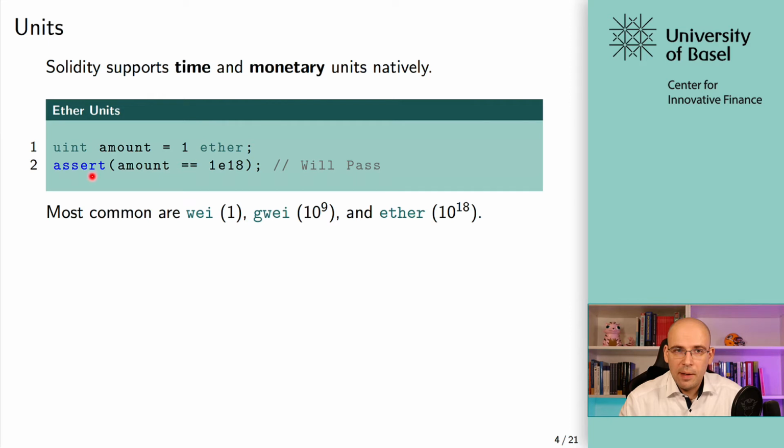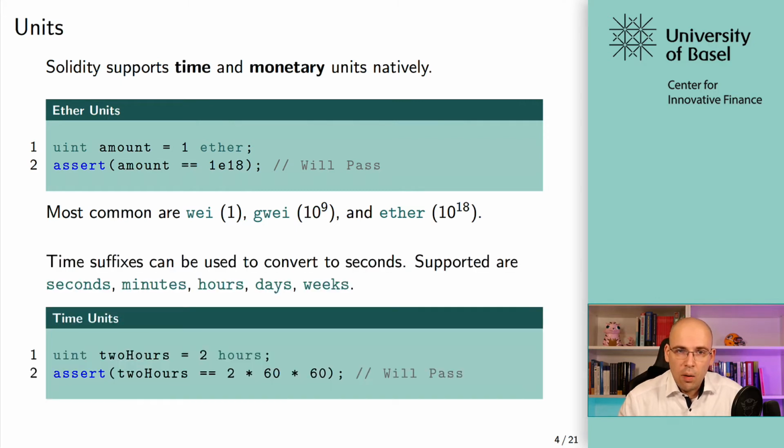And if you assert, so basically you make sure in your code that something holds, something that should always hold, then you have amount right here, the amount you have defined equals 10 to the power of 18. And again, this will pass. So the most common keywords are wei, 10 to the power of 0, gwei 10 to the power of 9, and ether 10 to the power of 18.